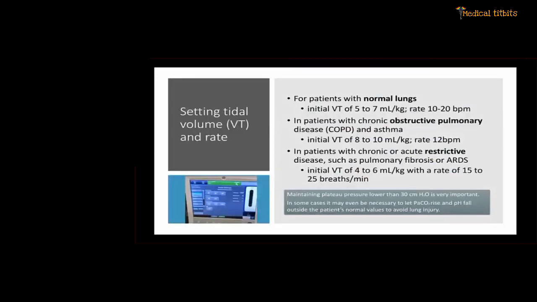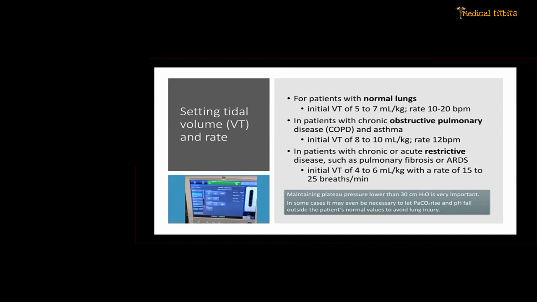Okay. Then how do I set the tidal volume and rate? For normal lungs, you can set an initial tidal volume of around 5 to 7 mLs per kg, and you can set a rate of somewhere between 10 to 20 breaths per minute.